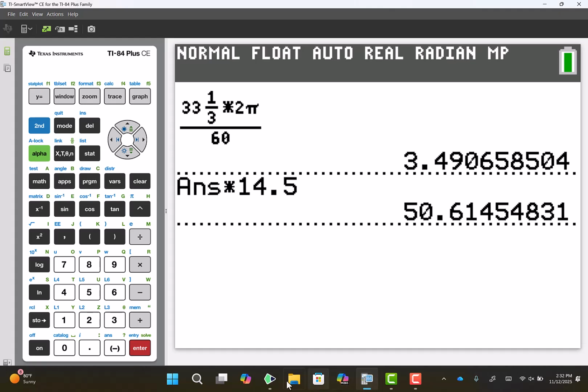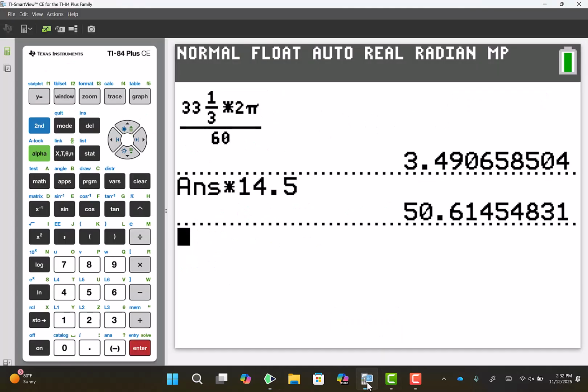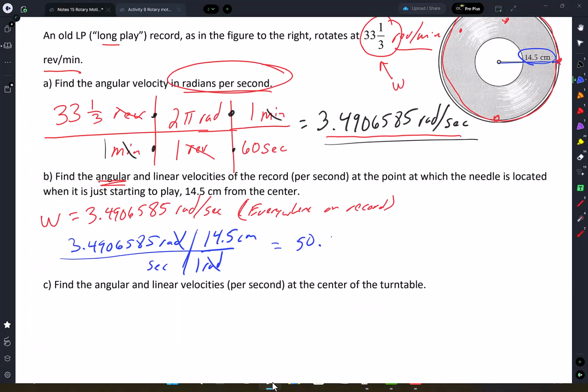50.61454. I already forgot it. 61454. And I need units. Centimeters per second.